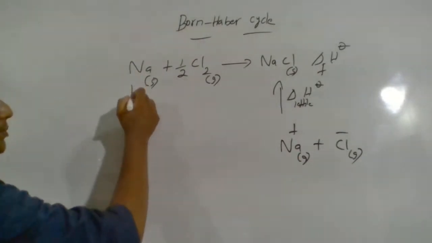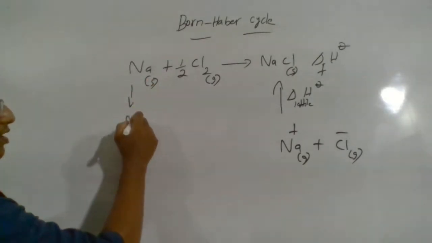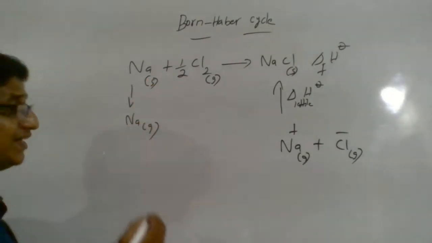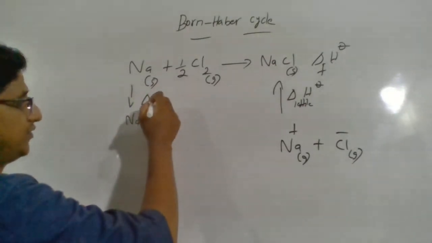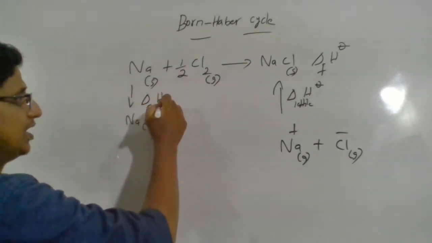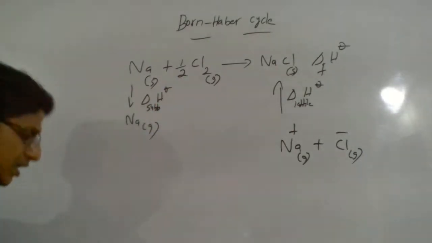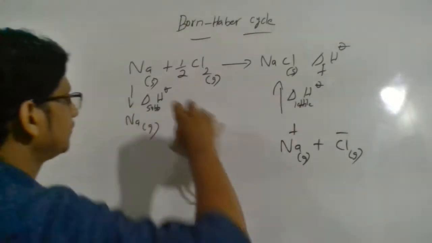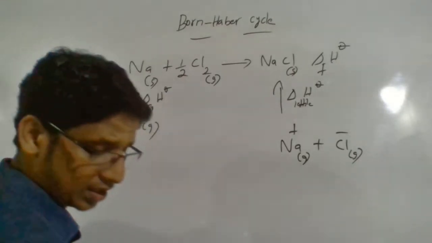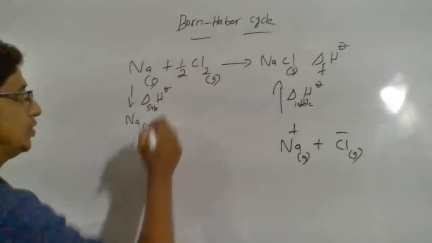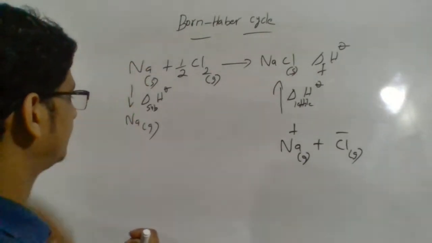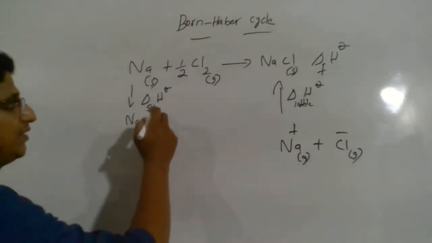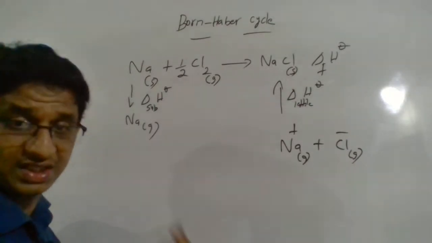First, think about sodium in the solid form. You have to convert sodium into gaseous form. That we will call the sublimation enthalpy, or we can simply think of it as the enthalpy of atomization. There we are talking about converting one mole of a substance into its gaseous state. So sodium metal is converted into sodium gas. That we will call sublimation enthalpy.